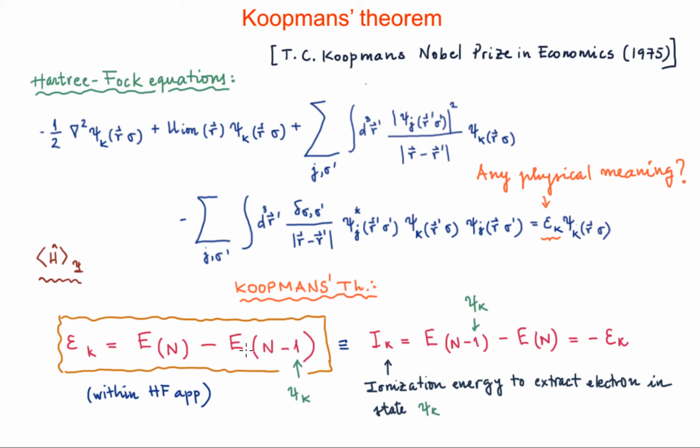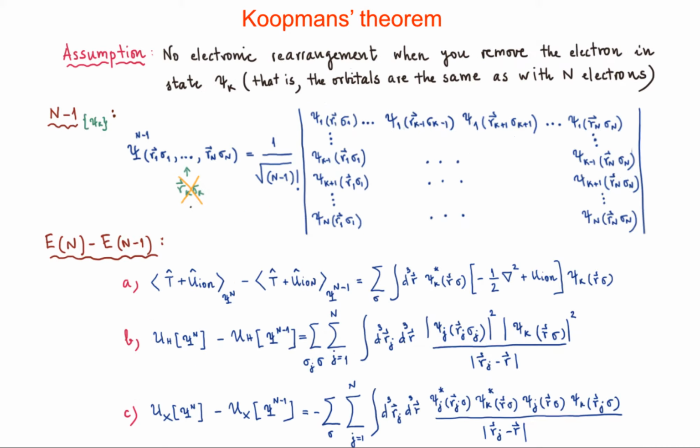Of course, that's quite complicated, or it takes a lot of time. So we are going to make an approximation: that when you remove one electron from the system to have this n-1 electron system, there is no electronic rearrangement. Therefore, the other states are going to be the same as the ones you got from solving the Hartree-Fock equations for the n-electron system.